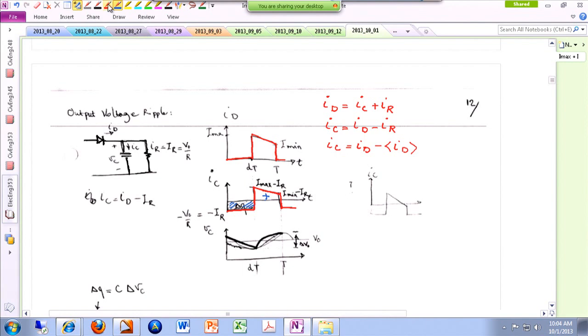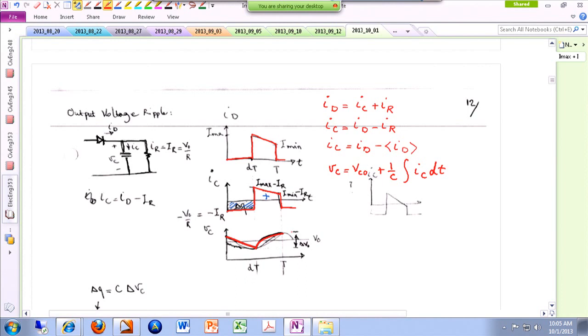If I want to plot the cap voltage, remember cap voltage is the integration of the cap current plus some initial value. Let me write the complete equation. Integrate the cap current, then divide it by the value of the cap, then add the initial value, and that's our waveform. If you do so, you are going to see a waveform like this for your cap.